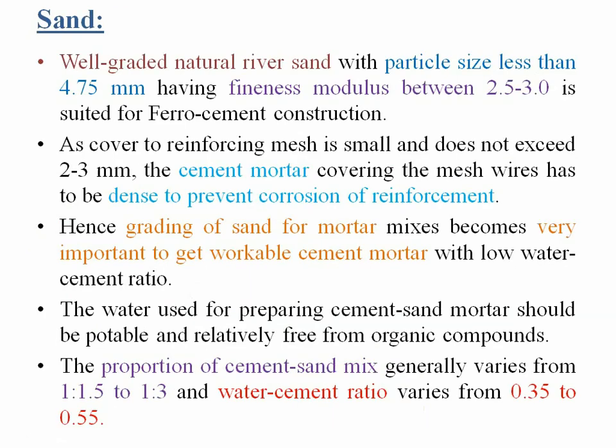Next is sand. Well graded natural river sand with a particle size less than 4.75 mm, and a fineness modulus between 2.5 and 3, is suited for ferrocement construction. A well graded natural river sand with a particle size less than 7.5 mm and a fineness modulus in the range of 2.5 to 3 is suited for ferrocement construction.